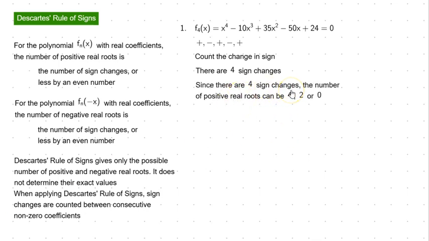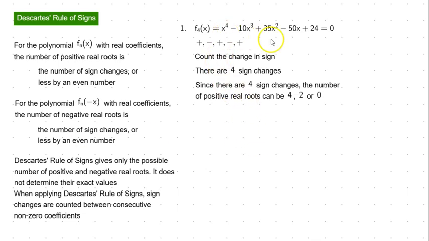Since there are 4 sign changes, the number of positive real roots is the number of sign changes or less by an even number. So 4 positive real roots or less by 2, that is 2, or again less by 2, 0. So the number of positive real roots can be 4, 2, or 0. So these are the possibilities.